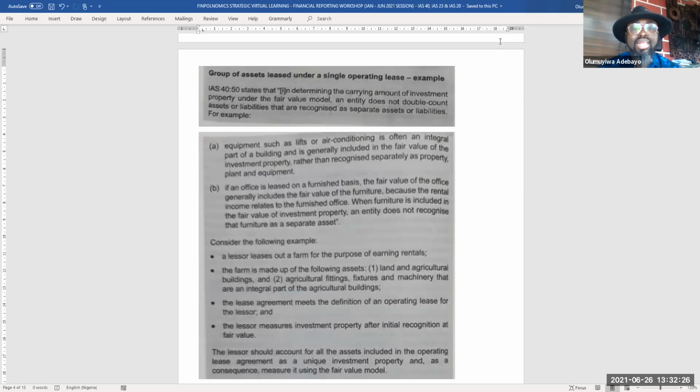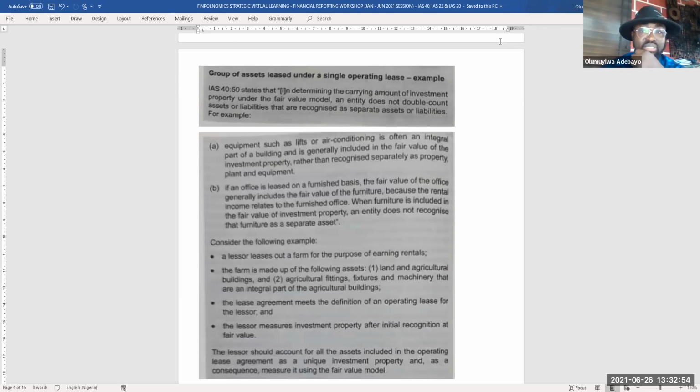Now, let's now look at, since you've now been able to identify what we know as investment property, the question then is, at what point do we recognize investment property as an asset in the books of the entity? There are two conditions that the standard expects us to meet.